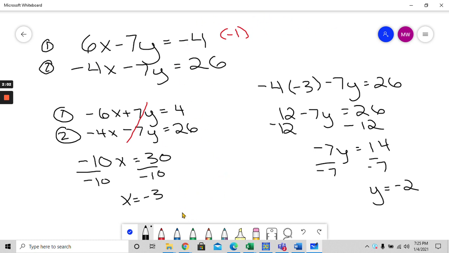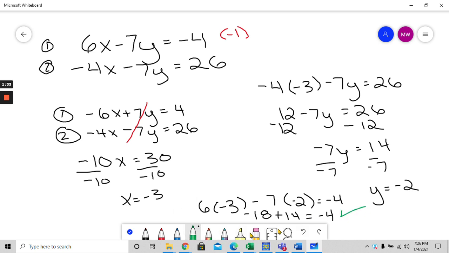So we're going to say, is 6 times negative 3 minus 7 times negative 2 equal to negative 4? So 6 times negative 3 is negative 18. Negative 7 times negative 2 is positive 14. And that does equal negative 4. So I know my equation is good, which means the solution to my system occurs at the point negative 3, negative 2.